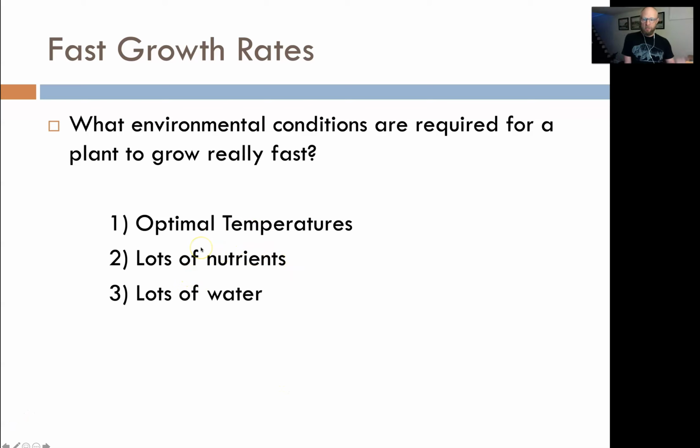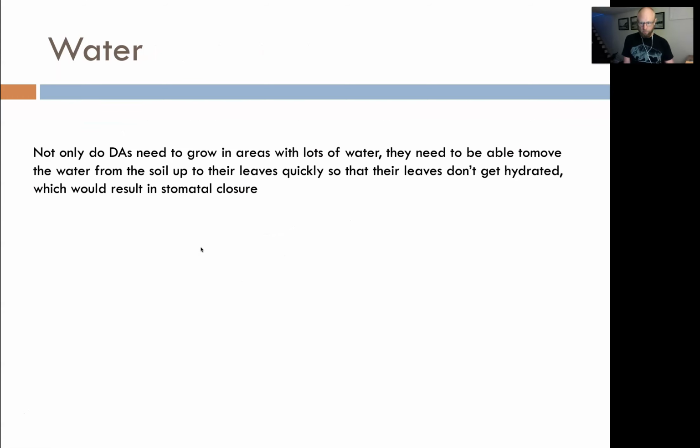So we've talked about optimal temperatures, lots of nutrients. Let's talk about water briefly. And we've already talked about this pretty well with evergreen gymnosperms, so it won't take long. So we know that the deciduous angiosperms need to grow really fast during the growing season. That means they need to keep their stomates open as wide as possible for as long as possible. So they need to be able to transport the water from the soil up to their leaves as quickly as possible to keep the leaves hydrated.